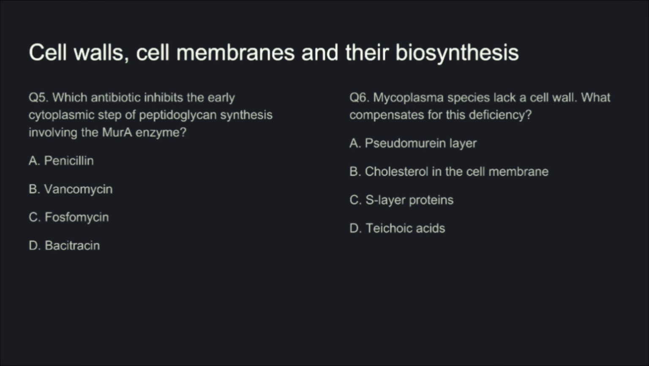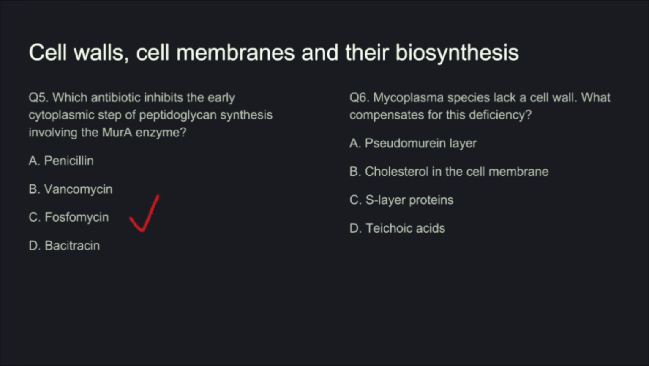Which antibiotic inhibits the early cytoplasmic step of peptidoglycan synthesis involving the MurA enzyme? Now your options are A. penicillin, B. vancomycin, C. phosphomycin, D. bacitracin. So the correct answer for this question is option C, phosphomycin.